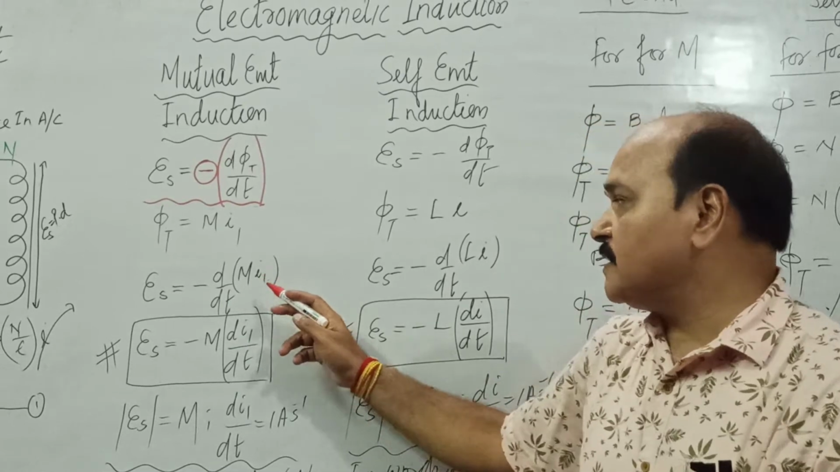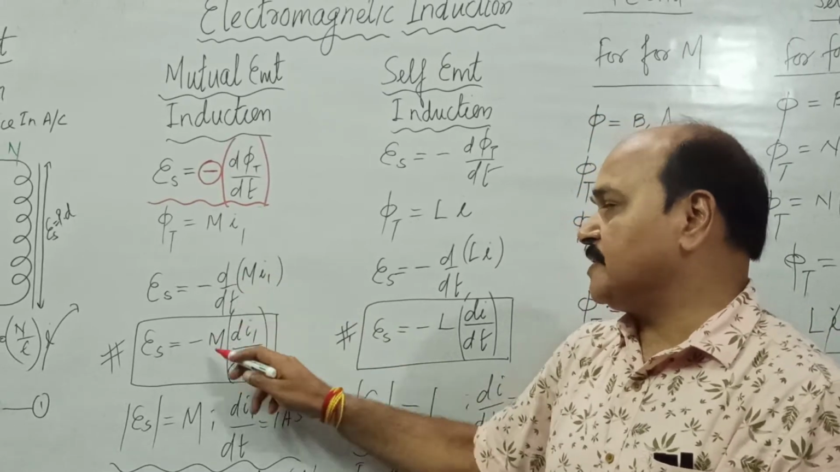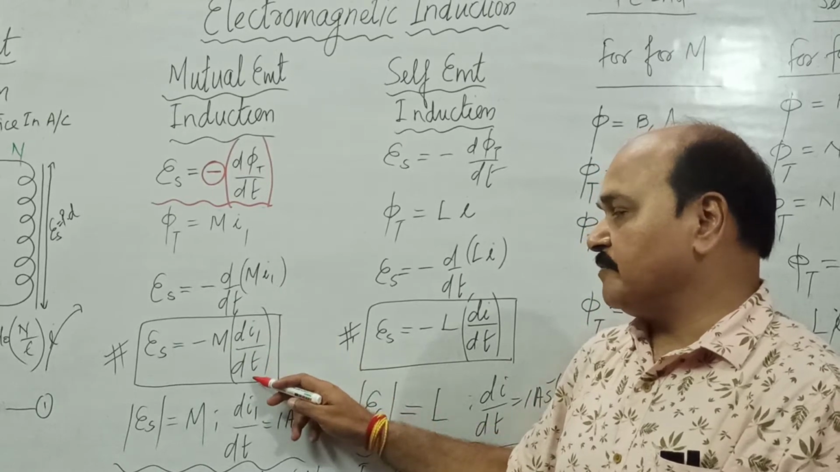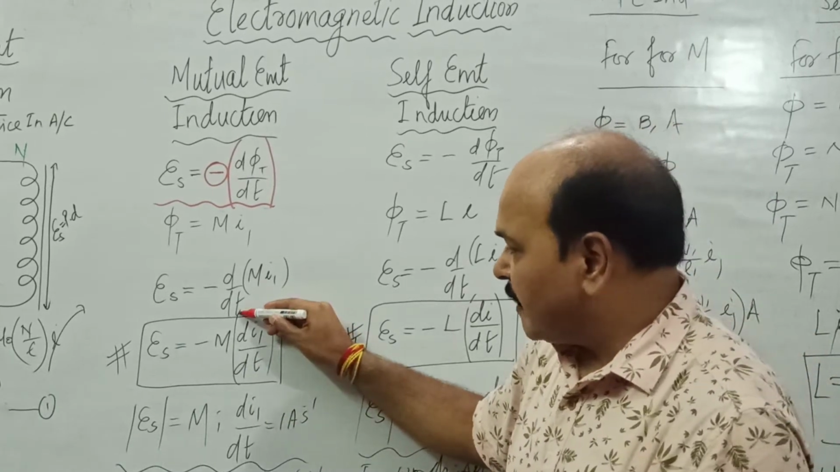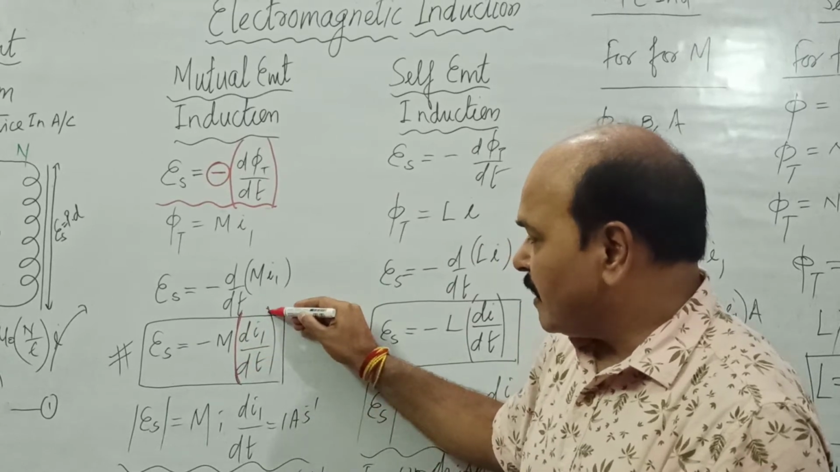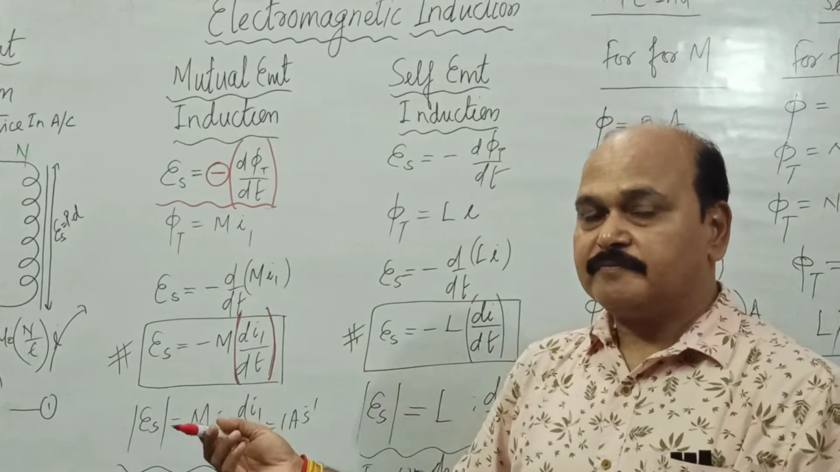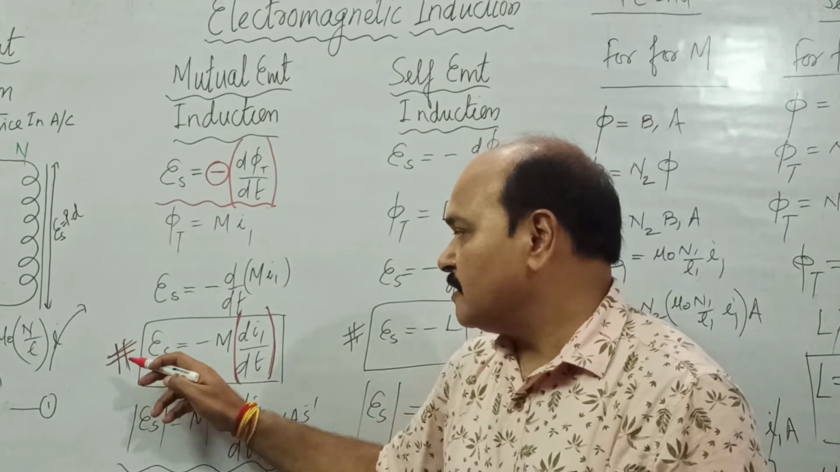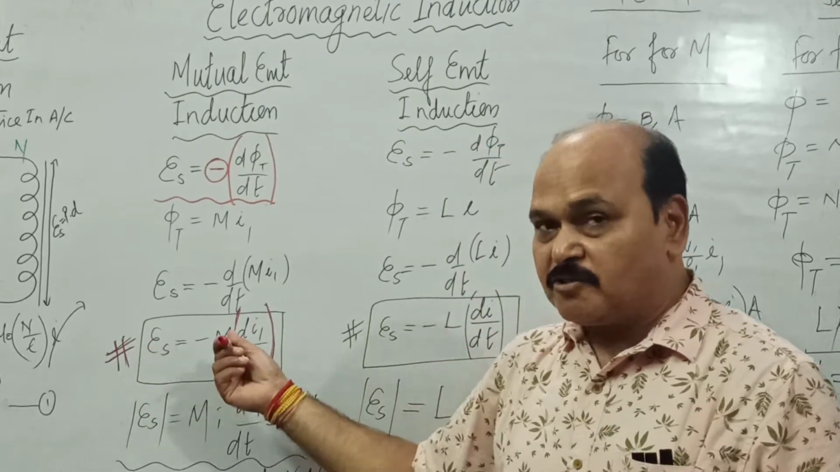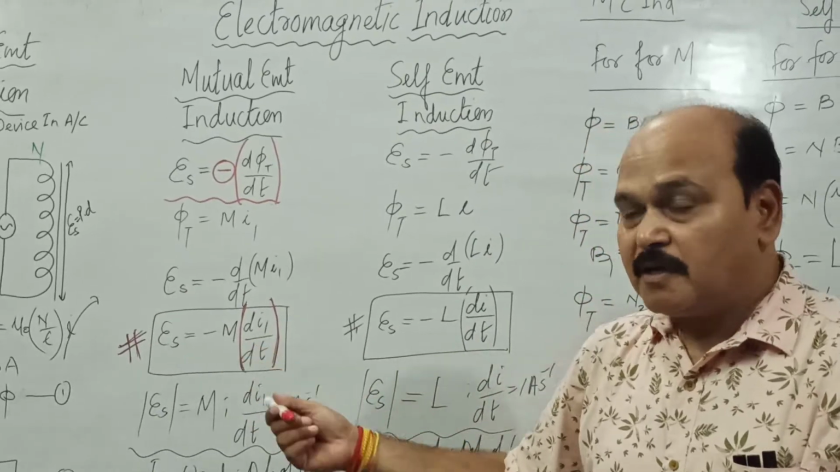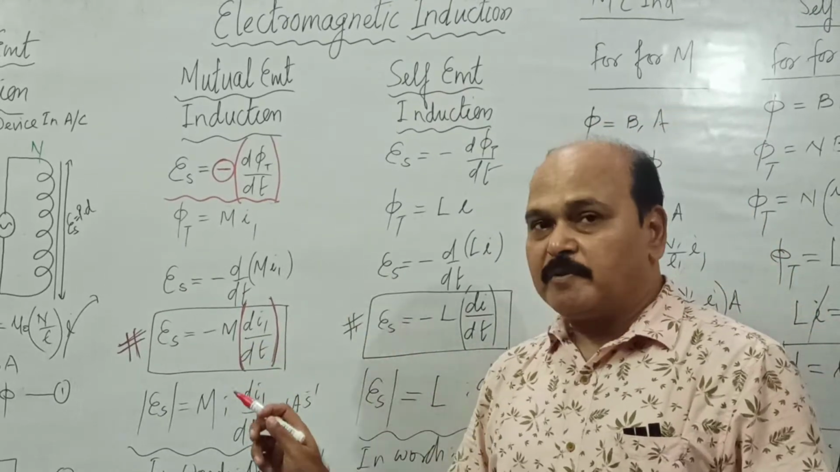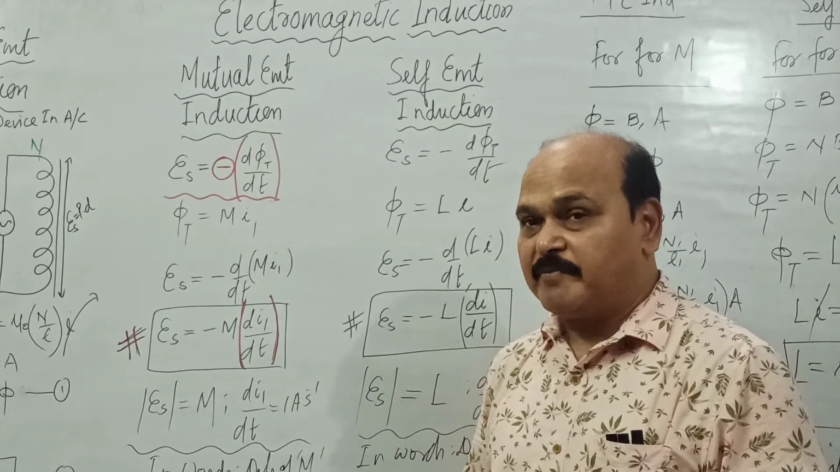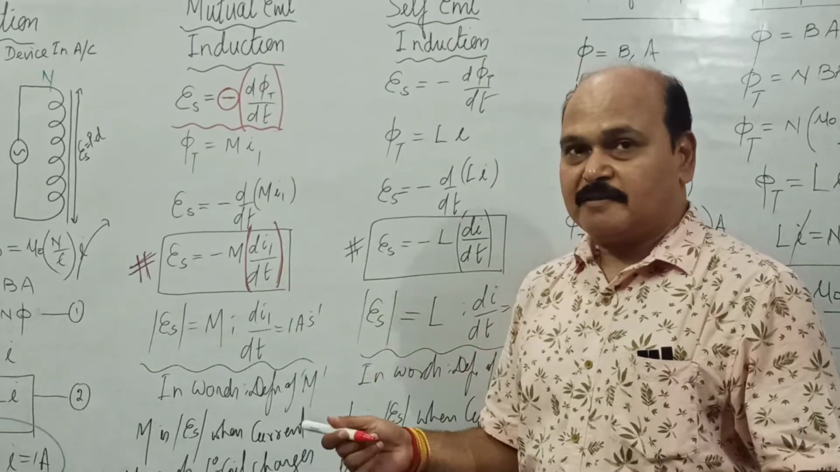Since M is a constant, it comes out of the sign of differentiation, and we are left with the differentiation of I with respect to time. This quantity in the bracket is called the rate of change of current. So this is again a very important relation. There are numericals based on this particular formula, and also using this formula we can define M. There is another definition of M coming up before you using this relation.